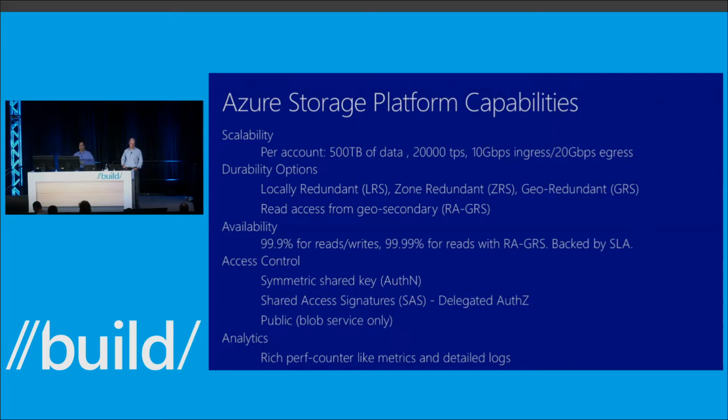So if you look at scalability, per account we can do 500 terabytes of data, 20,000 transactions per second, and up to 10 gigabits of ingress or 20 gigabits of egress. You have multiple durability options. We're the only cloud storage provider to provide automatic geo-redundant storage, where your data is asynchronously copied from the one data center where you're writing to another data center at least 400 miles away. We also provide SLA guarantees on our availability. And we do have multiple access control and analytics capabilities, but I'll let my colleague Jason walk you through those things with demos and other things. So Jason, over to you.